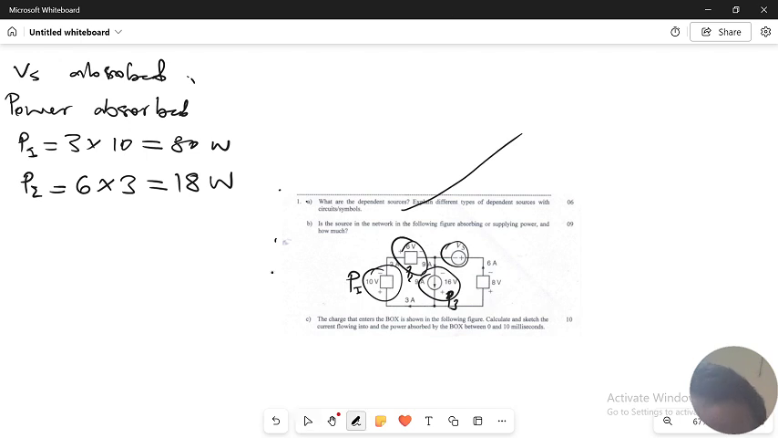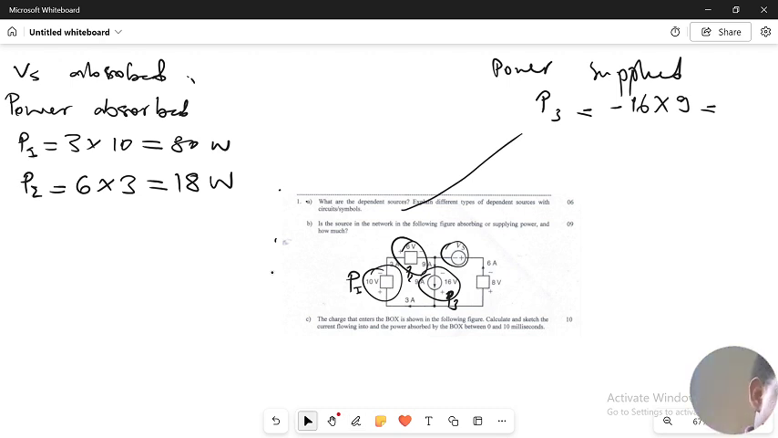I have to check whether the current is entering or leaving the positive terminal. If the current is leaving the positive terminal, it means that it's supply. For the power supply here, I will have P3 equal to minus 16 multiplied by 9. Minus 16 multiplied by 9 is going to be minus 144.